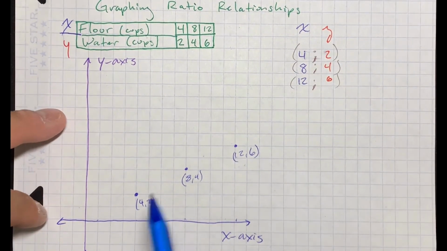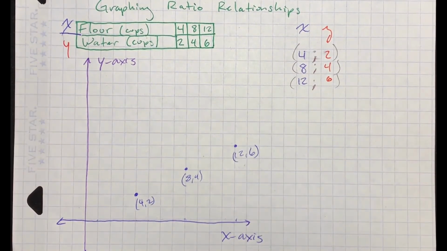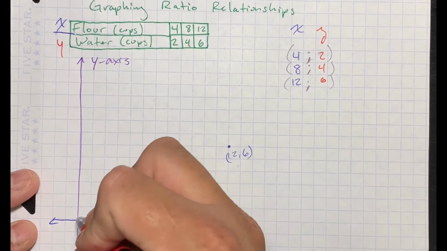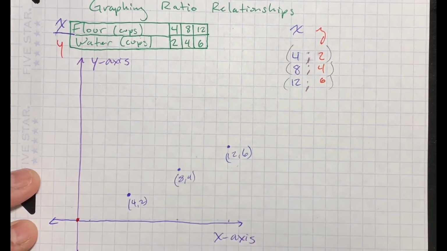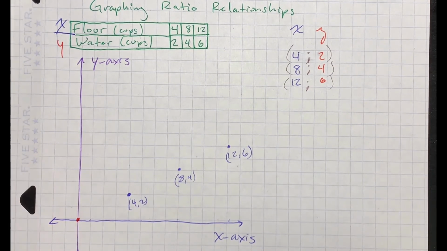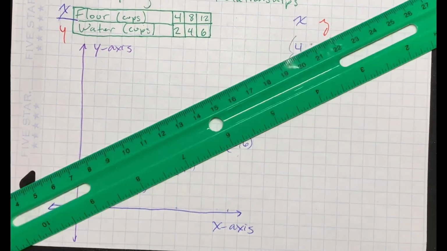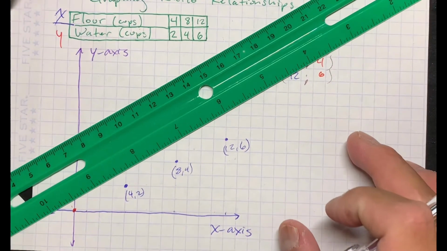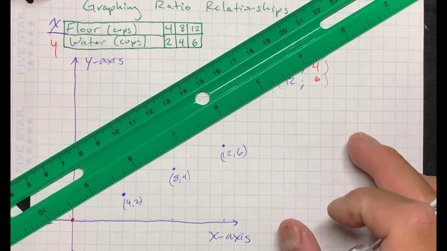Now, these are all equivalent ratios. All right, the next thing we're going to do, and remember, you always start from your origin, right there where your x-axis and y-axis intersect. And then you're going to try to find, if you have a ruler, or you can do some tricks.